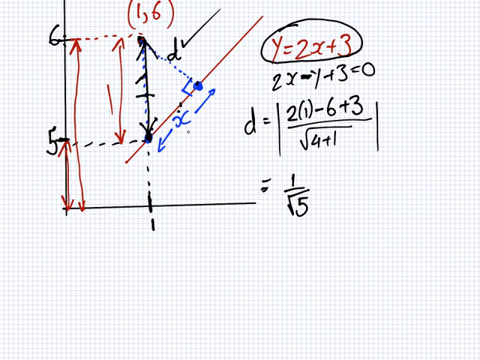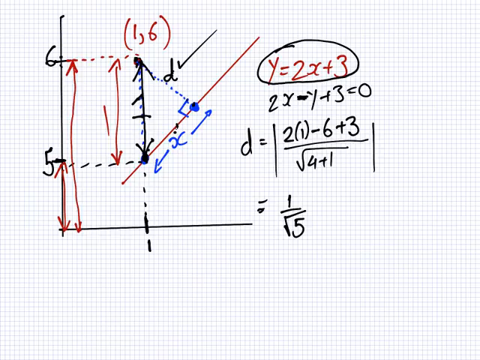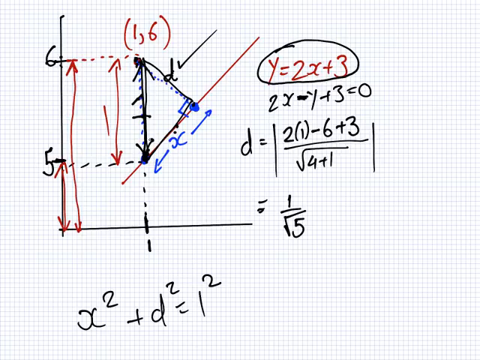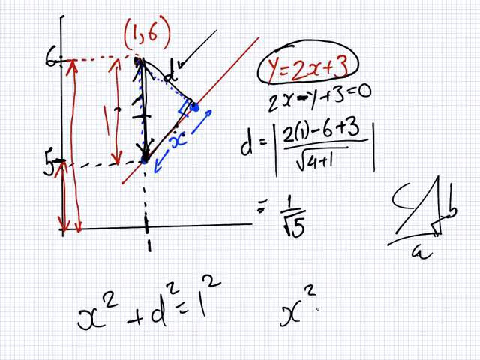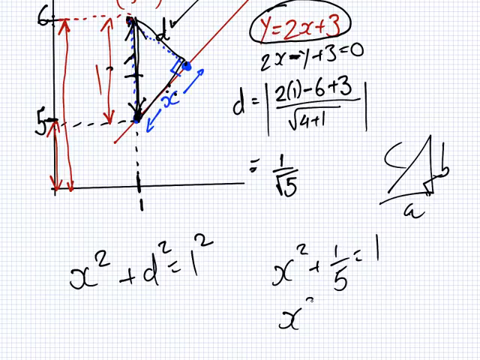So how can I find the x now? Pythagoras theorem, which I know we haven't done yet, but you learned this in middle school. You have x squared plus d squared equals 1 squared. This squared plus this squared equals this squared. Pythagoras should not be causing so many questions. a squared plus b squared equals c squared. So here, x squared plus d squared equals 1 squared. So then x squared plus 1 over 5 equals 1. So x squared equals 4 over 5. So we finish off with x equals 2 over root 5.